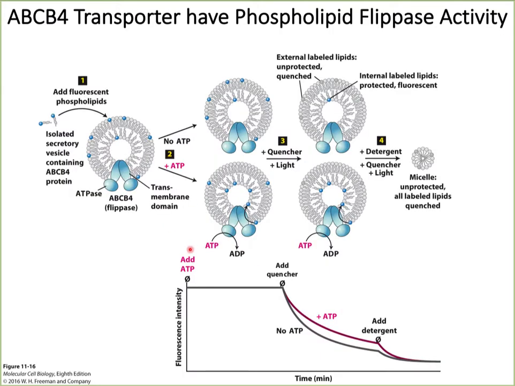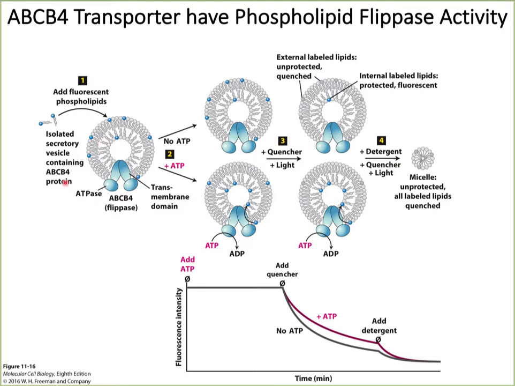Another ABC transporter called ABCB4 has phospholipid flippase activity. Here is an experiment which shows the flippase activity of ABCB4 in vitro by fluorescence quenching assay. Mammalian ABCB4 expressed in a temperature-sensitive yeast mutant localized to intracellular endoplasmic reticulum vesicles in its normal orientation. The cytosolic surface of the vesicles faces outward when isolated.